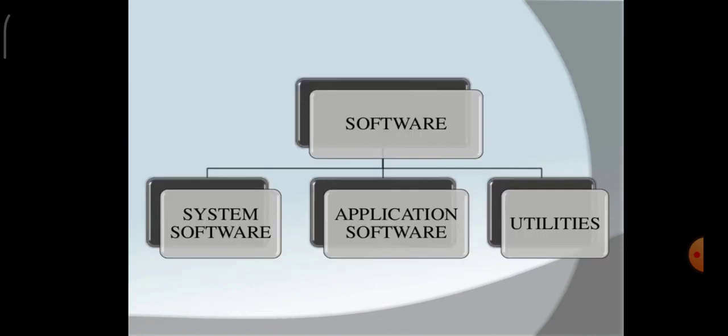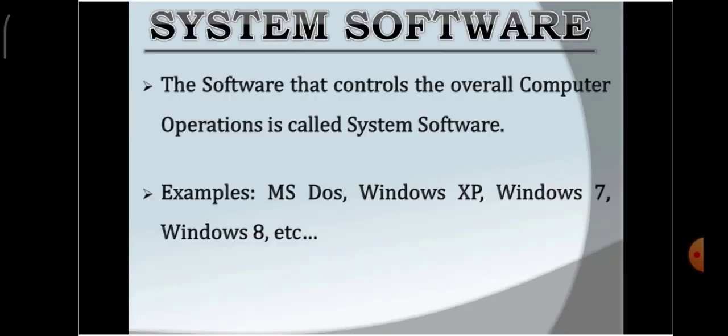Here, software is divided into three: system software, application software, and utilities. System software, as I already told you, is the operating system. Application software is the apps or the programs like Word, Excel, PowerPoint, and so on and so forth. You have many application softwares available. And what are utility programs? These programs help in eradicating the virus, like antivirus software. These additional programs are called utility software.